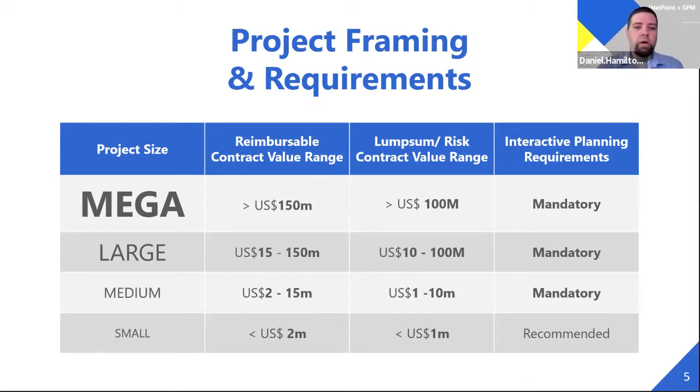And then lastly, you see small projects, anything less than $2 million reimbursable or less than $1 million lump sum. It's a recommended practice. It's not mandatory, even though most of these projects do interactive planning sessions. They just may not have the attendance from a lot of the stakeholders that are required for the medium and up projects. So usually this is the PM and the scheduler sitting down, building the level 2-ish, maybe level 3 schedule for the small projects. And it's not a full blown out interactive planning session like the big projects.